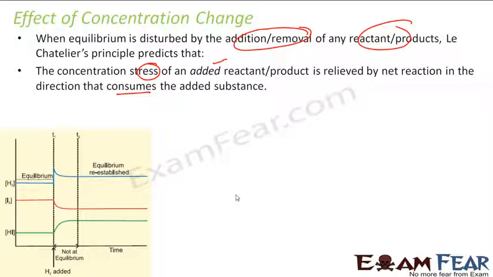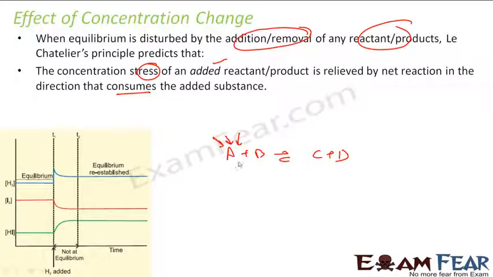For example, let's suppose I have A plus B gives C and D. Let's suppose I'm adding some reactants here. Then what will happen? The moment you add some reactants, there's a stress here, right? And everybody wants to release the stress. The stress will be released by some reaction in a direction which will consume this.